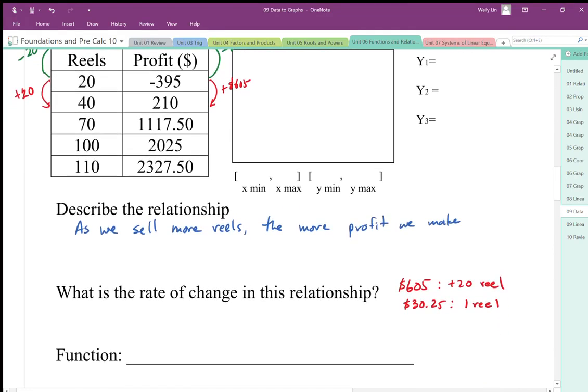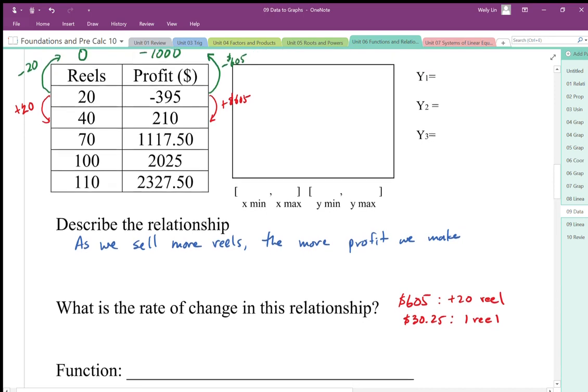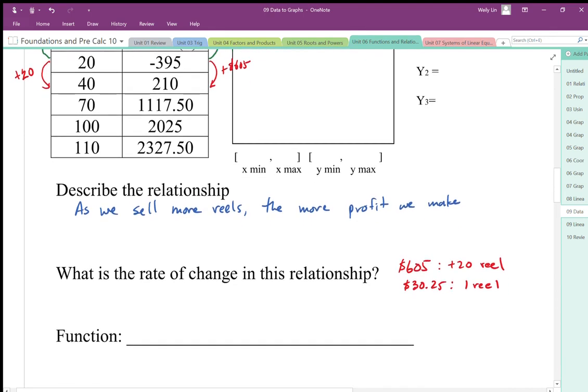So the rate of change of the relationship is $30.25 per reel. I start with $1,000 of debt, so my function is going to look like this. I'm going to write it with y first. My output y is equal to, I start with $1,000 of debt, but I start gaining money at $30.25 per reel, so I multiply that by the number of reels I sell.